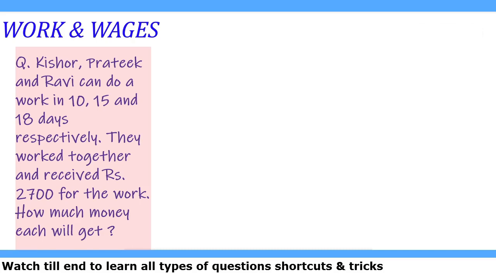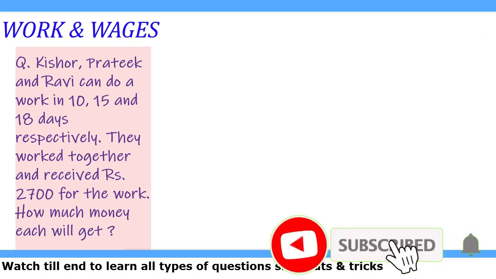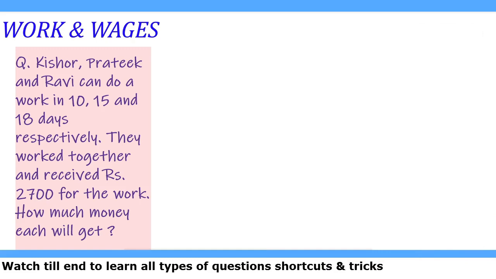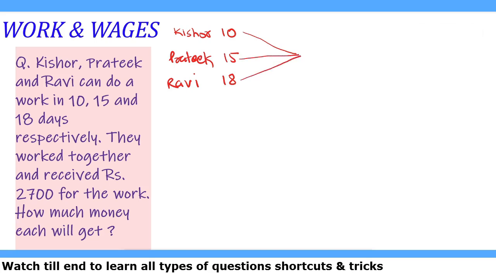Here 3 persons are involved and their time of completing the work is given, and we have to distribute the amount they receive as per their capabilities. So we will do it by a shortcut method of LCM. Kishore completes the work in 10 days, Pratik does it in 15 days and Ravi in 18 days. The LCM of 10, 15 and 18 is 90.